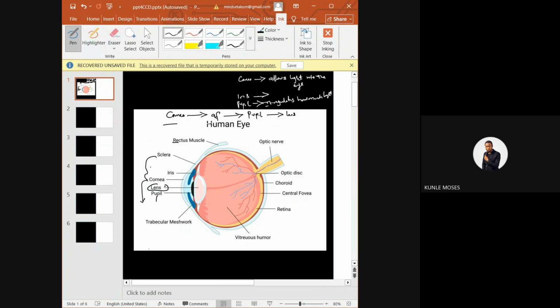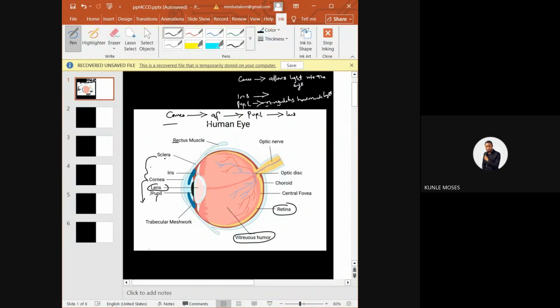So the lens will receive light from the pupil after the pupil adjusts the light, and it will send the adjusted light through the vitreous humor here, and then send it to the retina. This guy, this is now the retina.